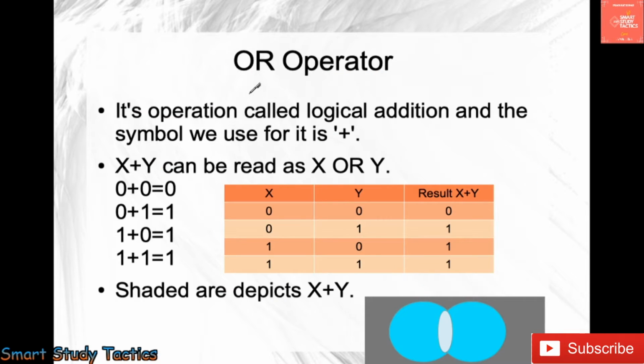Now we have the OR operator. It is called logical addition and the symbol used is plus. Whenever you use the OR operator, you are going to add the values, and it can take two signals or more than that. As you can see, X plus Y can be written as X OR Y. 0 plus 0 equals 0, 0 plus 1 equals 1, 1 plus 0 equals 1, and 1 plus 1 equals 1.